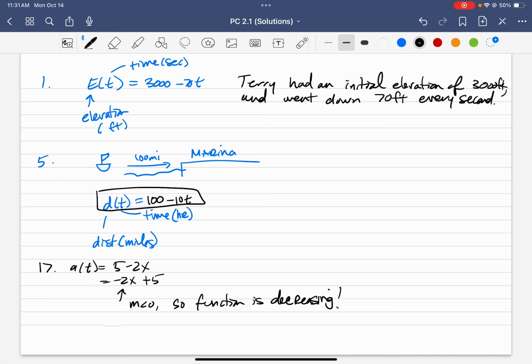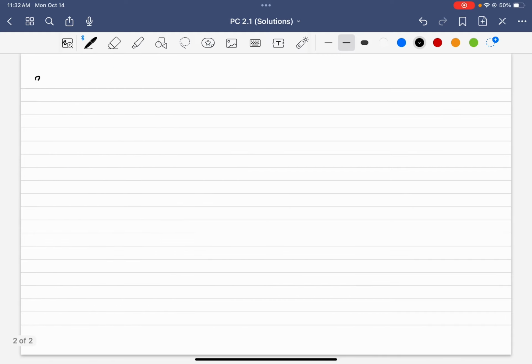So that's number 17. Then I look at 21. So for 21, our equation is j of x is equal to 1/2 of x minus 3. So now, again, m is positive here because it's 1/2, so our function is increasing. All right, that's 21. Let's look at 31.